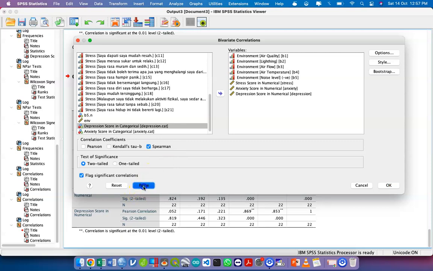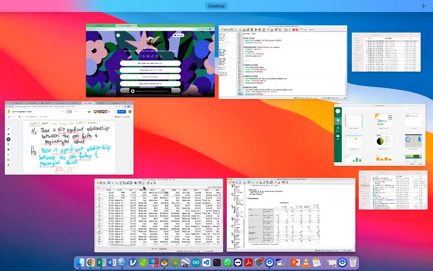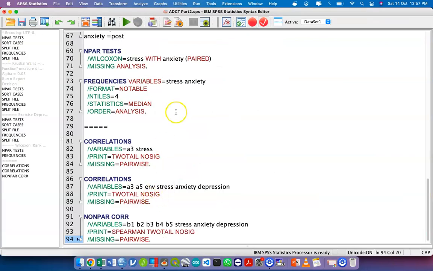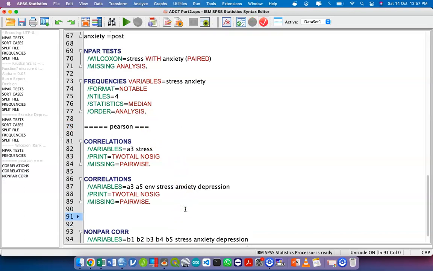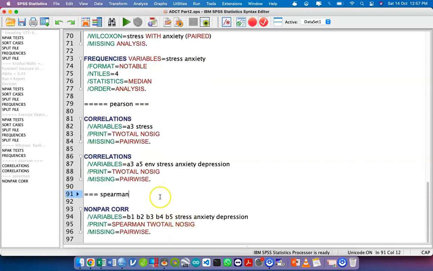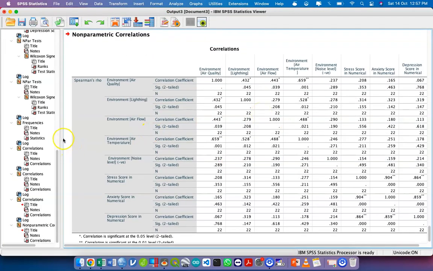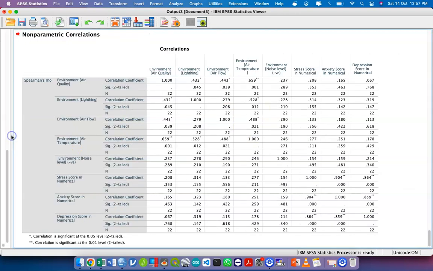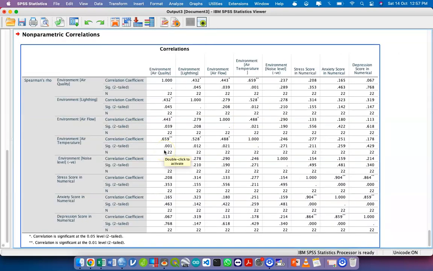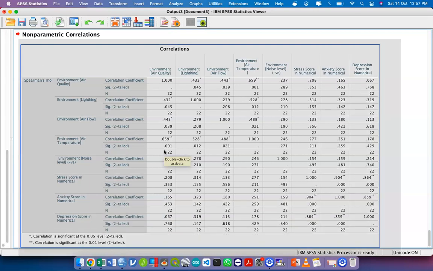Then you have the opportunity to paste the syntax so that the syntax can be used and rerun again and again. Therefore, this is what I'm going to do. Okay, this one is Pearson. And then another one is the Spearman. Okay, you can see here, non-parametric correlation, non-par corr. And then we can run it like this. Okay. After we run it, we have a lot of tables being displayed like this, and we can copy the table so that we can discuss it elsewhere.